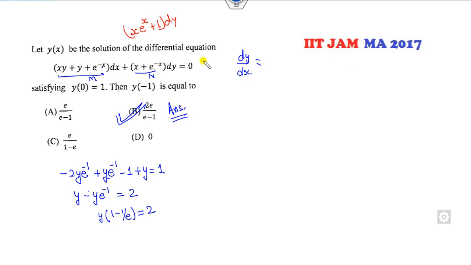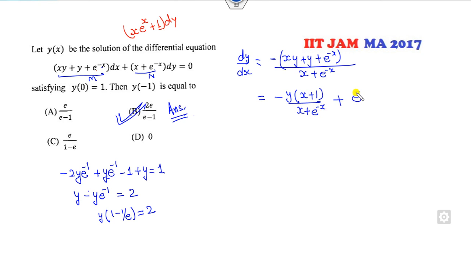So I can take this on the left hand side, right hand side. So it will be xy plus e raised to power minus x, with a negative sign, divided by x plus e raised to power minus x. So you can see I can write this as y times x plus 1, e raised to power minus x, e raised to power minus x over here. Because of the negative outside, I can change this as a negative. Now you can see this is linear in y.